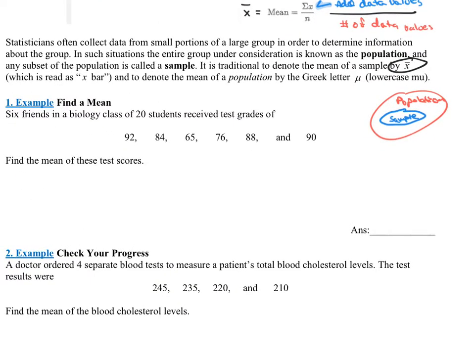Okay, so here, if we want to find the mean, we're going to do X bar equals. All we have to do is add those scores: 92 plus 84 plus 65 plus 76 plus 88 plus 90. Those are our test scores. Let's count how many there are. I see 1, 2, 3, 4, 5, 6. So I'm going to divide that by 6. I'm going to throw that into my calculator. Let's see what we get. I'm getting a mean test score of 82.5.